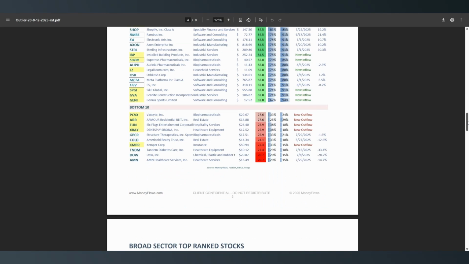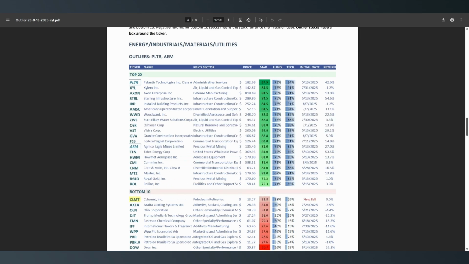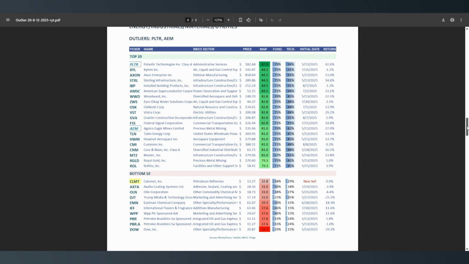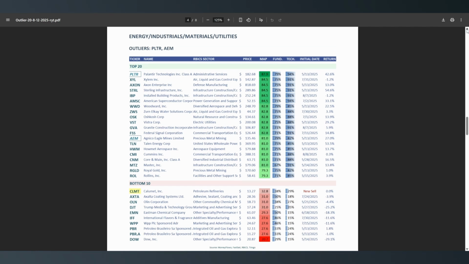Now, if we come down a little bit further, we have 5 broad sector groups, which ranks all of these stocks in our universe. So this one here is looking at our energy, industrials, materials, and utilities groups. You can see right off the bat, the number 1 ranked stock is Palantir, which, by the way, we keep track of the returns as the first time this stock appeared on a 90-day basis. That's on all of these reports on the Outlier 20. Palantir is up 42%. Sterling Infrastructure is up 54%. Look at this. Agnico Eagle Mines is up 27%. Talon Energy is up 53%.